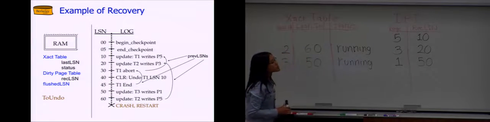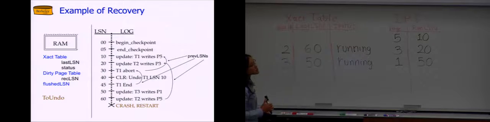Now, it might have happened, by the way, that somewhere along the line, the buffer pool flushed one of these pages, taking it out of the dirty page table. I didn't put that in the scenario, okay? If that had happened, we would be updating rec LSNs, right? It just didn't happen to happen. We haven't replaced any pages.